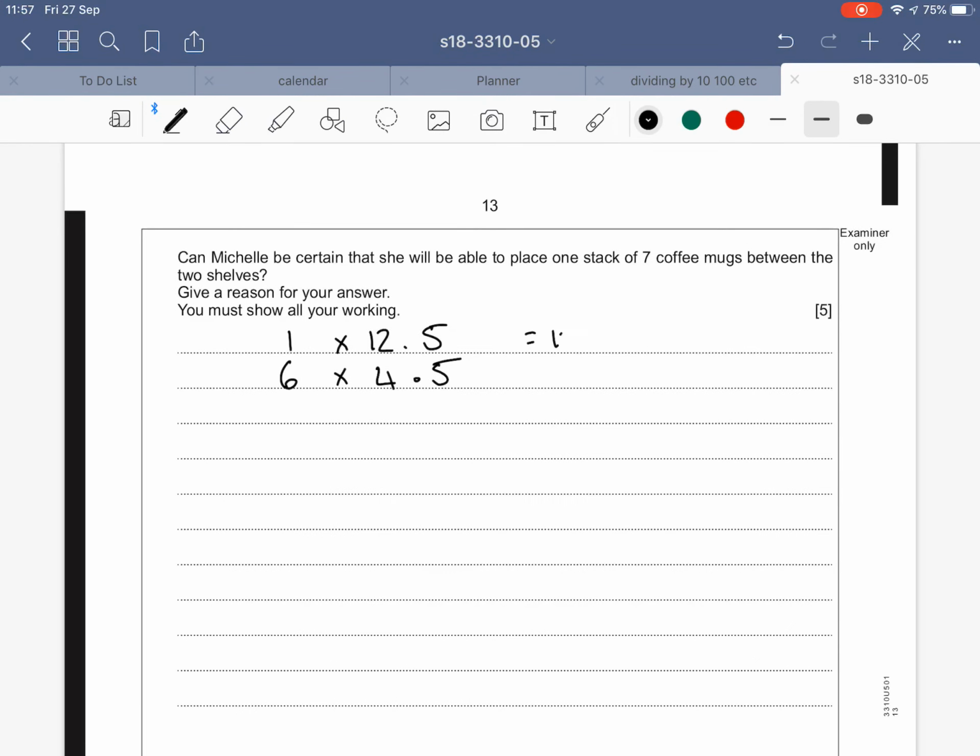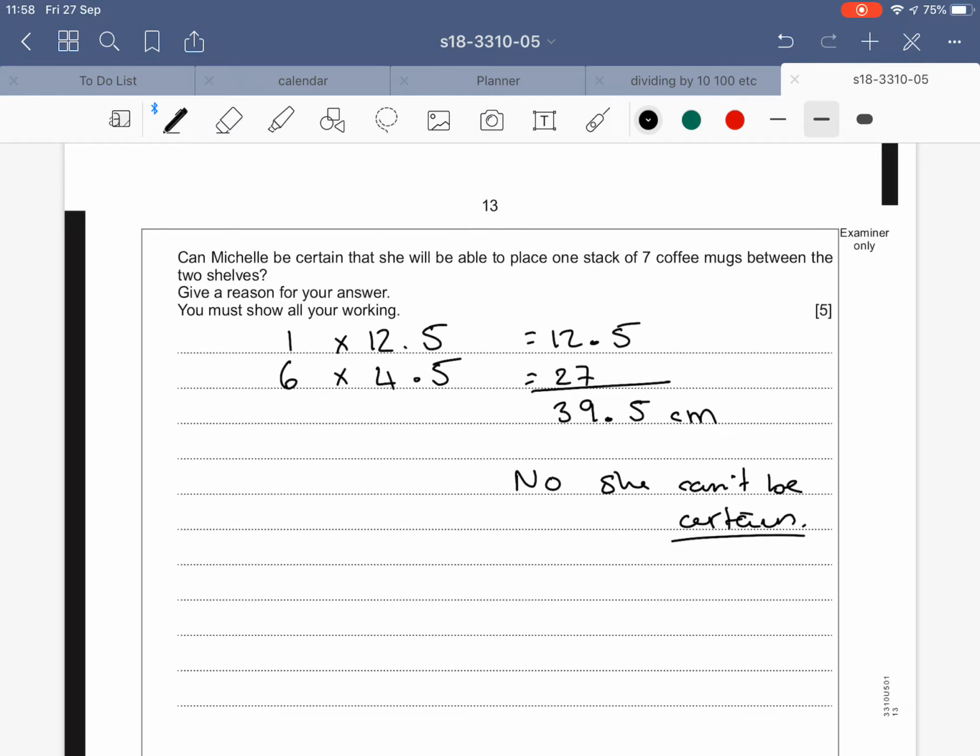So one lot of 12.5 is obviously 12.5, and then 6 remaining cups. So 6 lots of 4.5 is 27. So we've got 27 and 12.5, which is 39.5 centimetres. So she knows it's exactly 39, but we've got 39 and a half. So no, she can't be certain, because it's obviously a bit too big.